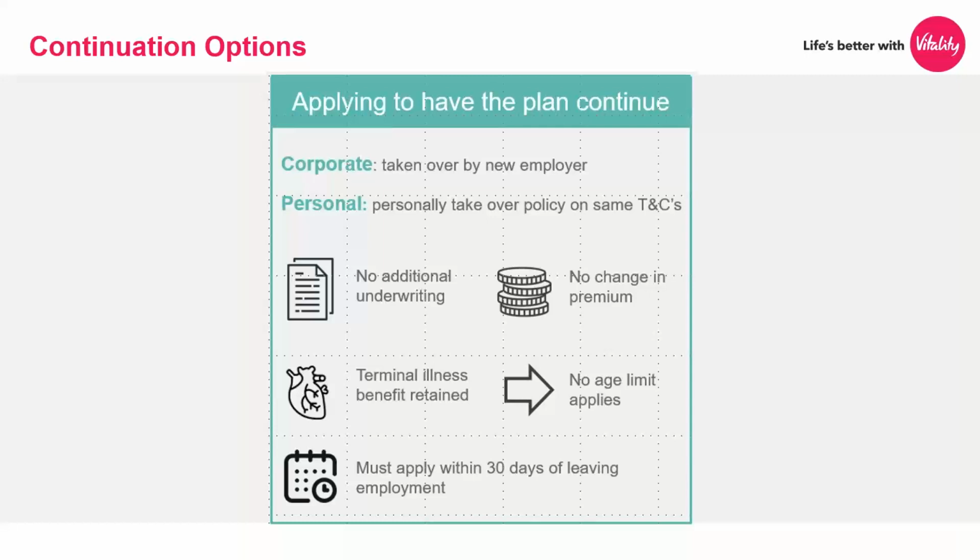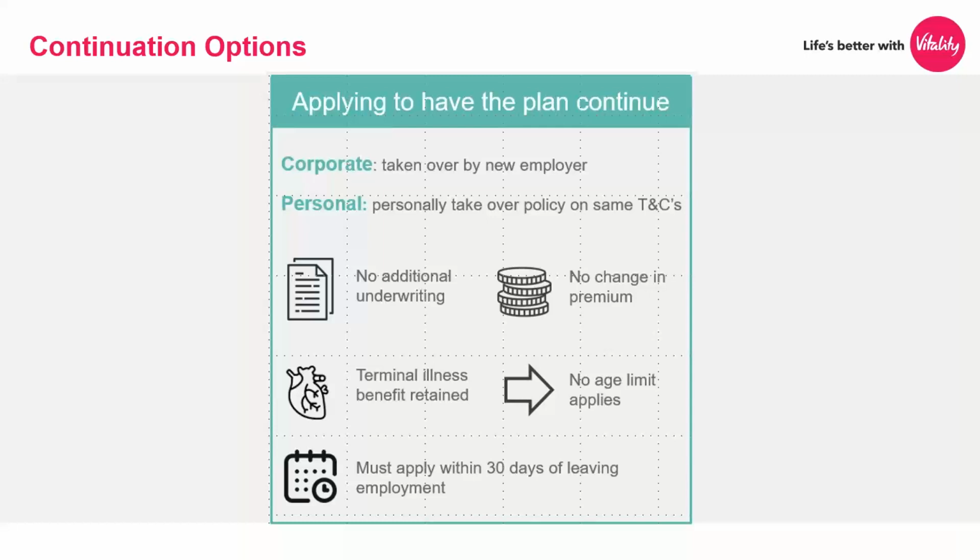Now, for me, I think this is a really key element, the continuation option. People don't always stay with their employer. People don't always have their own businesses. They may choose to wind up a business, set up a new business, retire, move to a new employer, or they've just decided to step away from the business. So I think what's really important is, because they've been fully underwritten to take out this cover, and they've got the cover and they've locked in that price, it's really good to have no additional underwriting, no change in your premium, and actually keep this benefit.